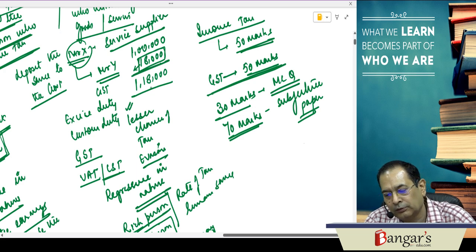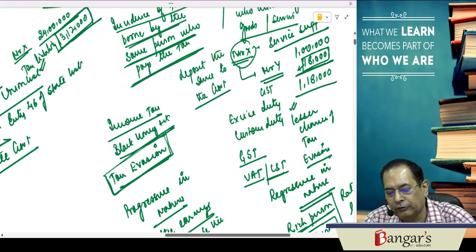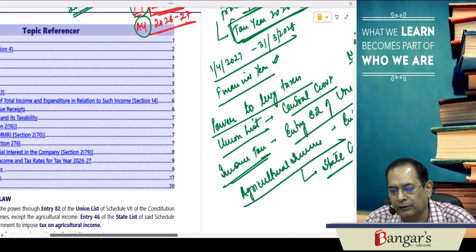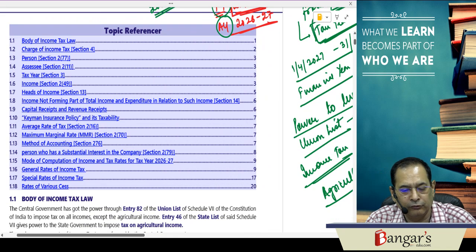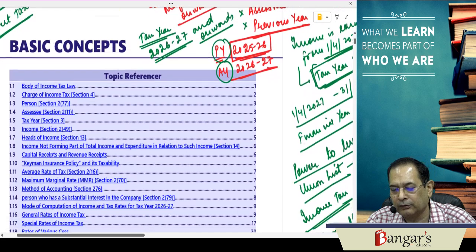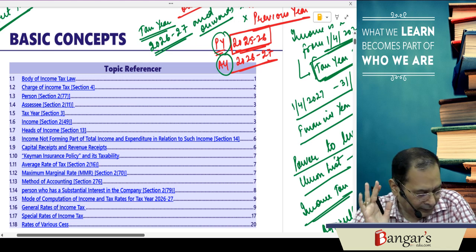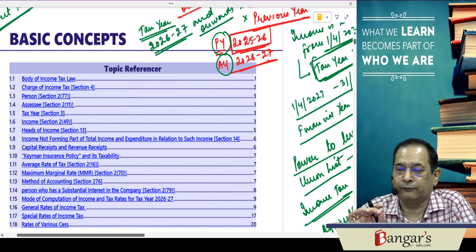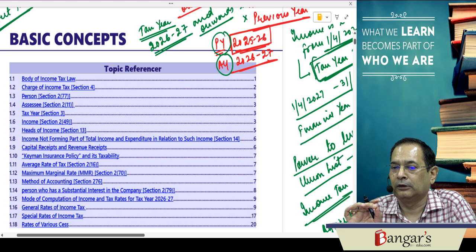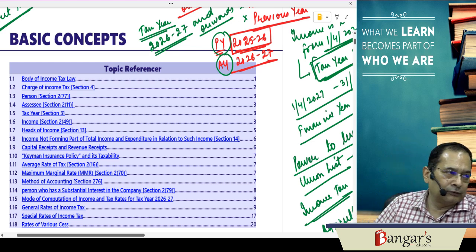Now, this is a brief overview. In the CA final examination, again, income tax is of 100 marks and goods and services tax is of 100 marks. So basically now the Income Tax Act 2025 will be applicable, which will be starting our discussion relating to the same.